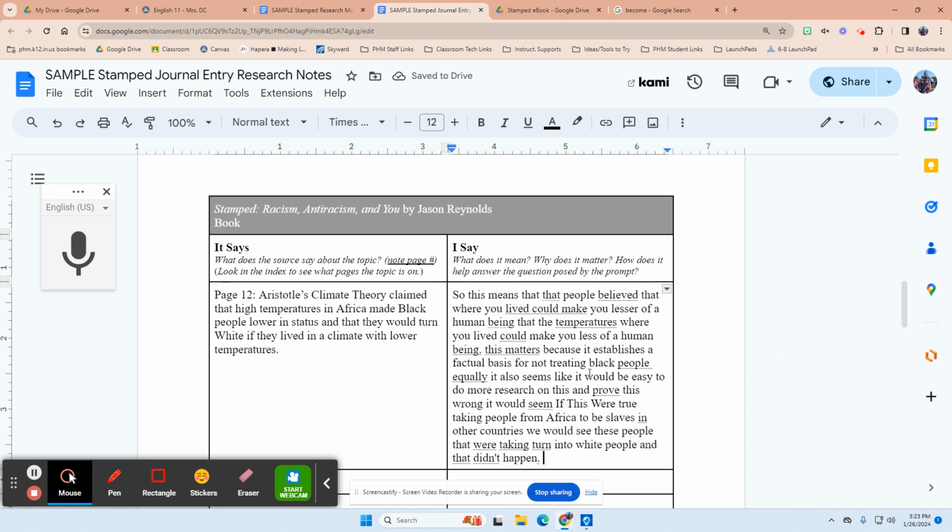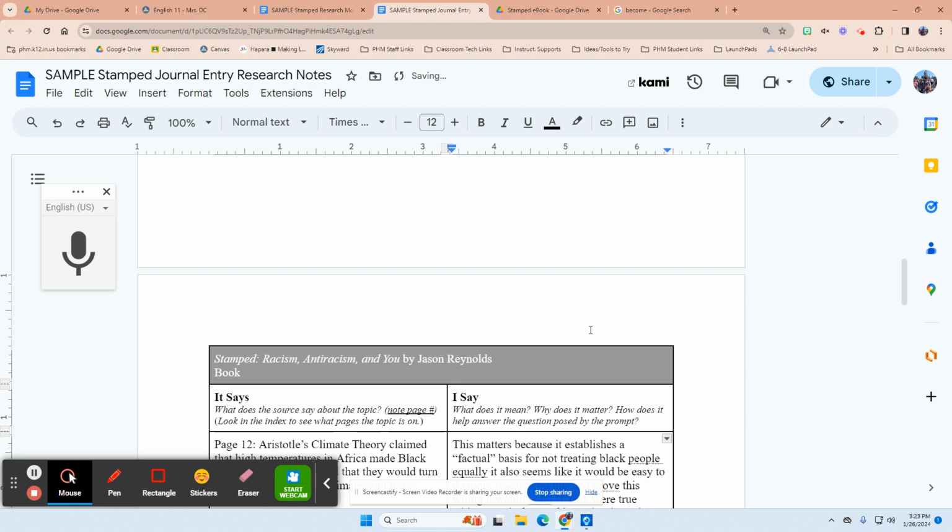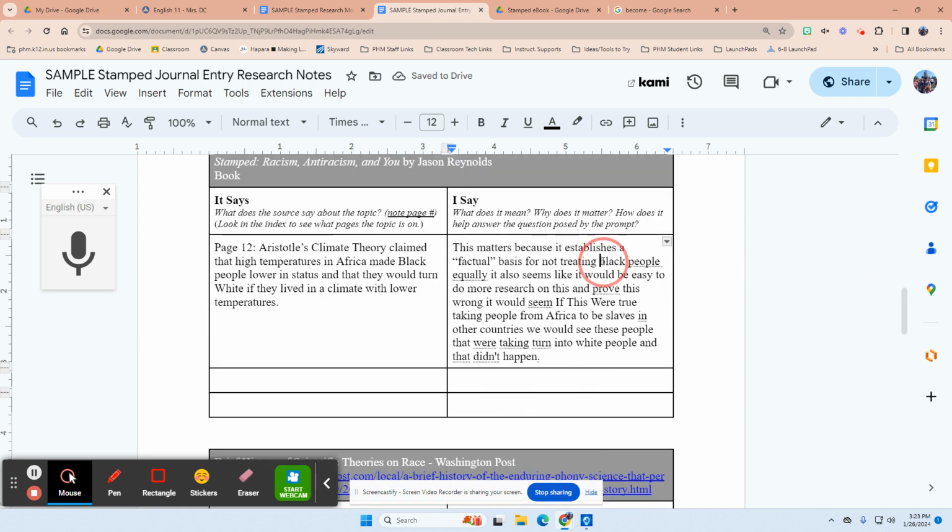Okay, so now I have all of my random ideas, my rambling on about what I think this means. So I'm going to read through it and clean it up. So first, I'm going to get rid of this first sentence because all it's really doing is saying exactly what the evidence already said. Then I can say this matters because it establishes a "factual" basis, and I'm going to put quotation marks around factual because although they believed they were facts, we know that these are not facts.